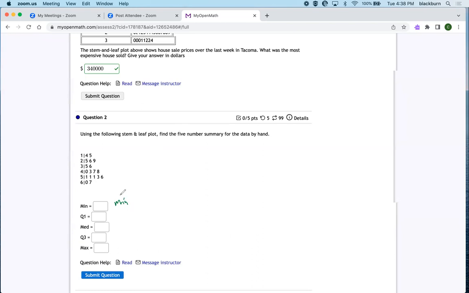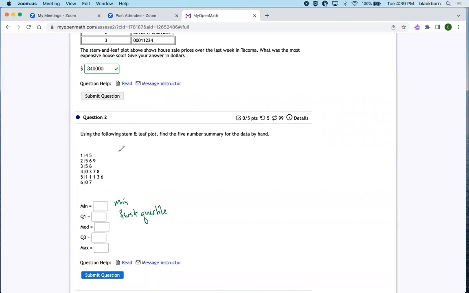Okay, min, and then this is the first. Okay, Q1 stands for first quartile, and first quartile is basically 25%. It's like between 0 and 25%. So if we look at this and you look at how many values we have, there's 1 2 3 4 5 6 7 8 9 10 11 12 13 14 15 16 17 18 values in this set of data.